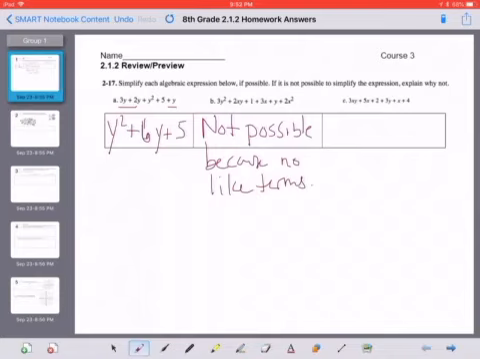So the next one is 3xy, there's none of those, but 5x, there's an x, and there's a 2 and a 4. So I can say I have 6x plus 3xy plus 3y plus 6.